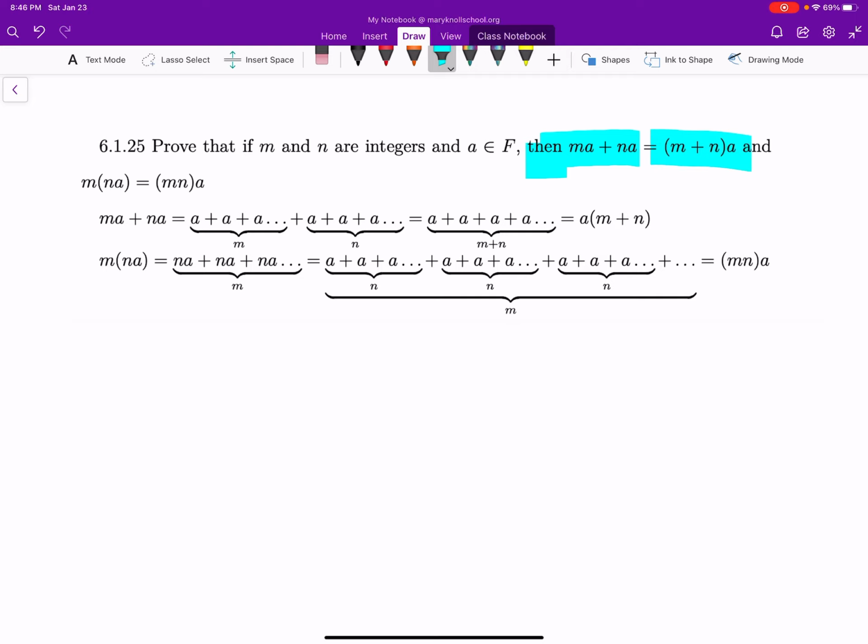All right, so if we have m a's, that's saying add a to itself m times. And if we have n a's, it means add a to itself n times. And so if we are adding these together, that means we're adding a to itself m plus n times. And that's what this is.